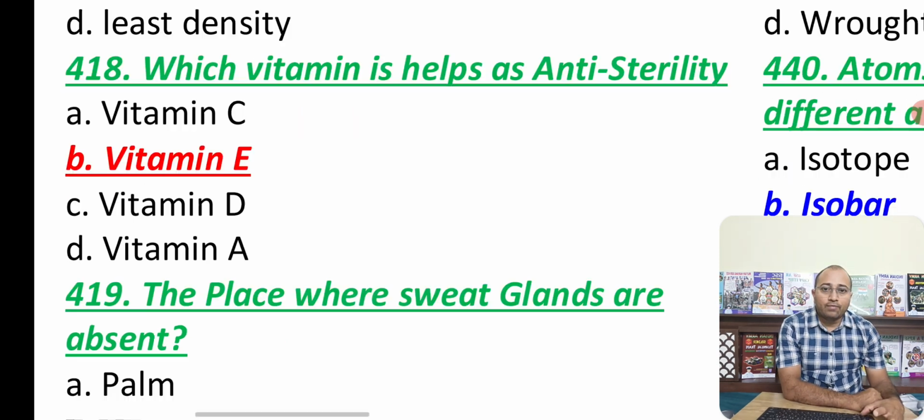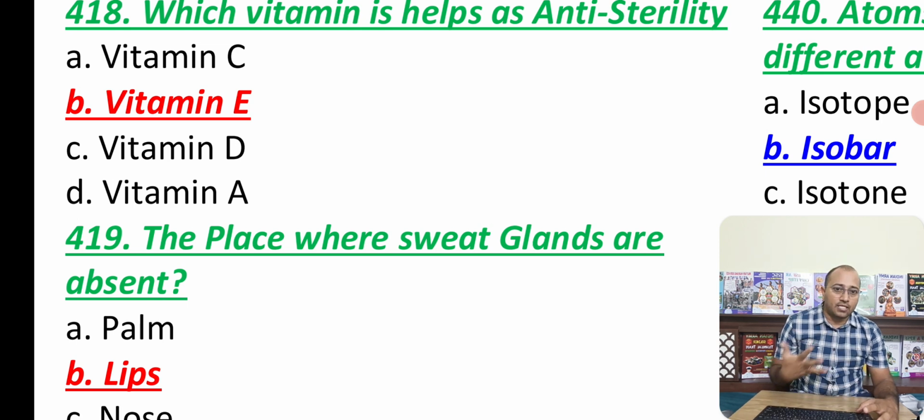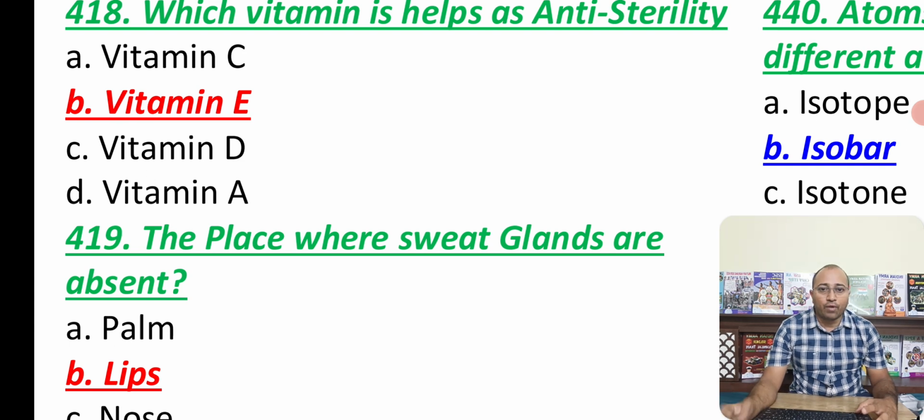Now we have the vitamin that helps in anti-sterility. This is called tocopherol, that is vitamin E, which helps in anti-sterility. Vitamin C, you know about that. This is ascorbic acid. In lemon we can see that. Vitamin D is calciferol, you will find it in sun rays. Vitamin A, you can see in retinol.